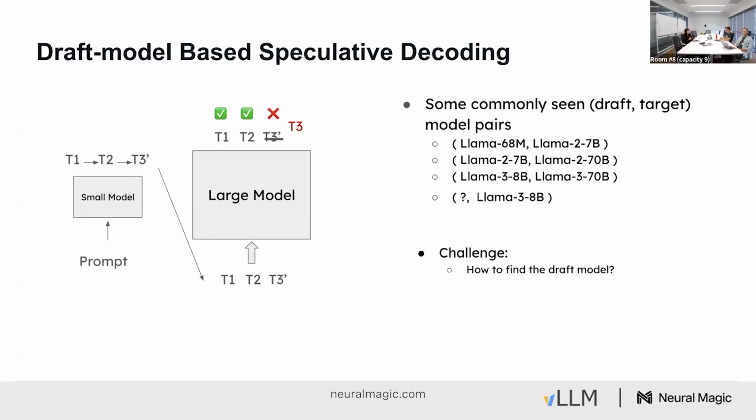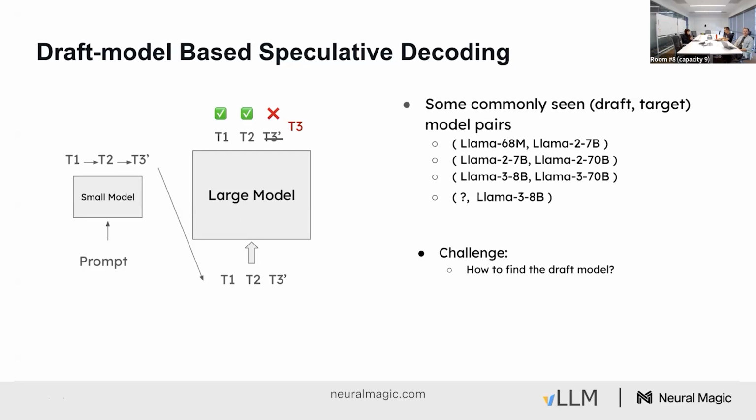So the first type of speculative decoding in vLLM is draft model-based speculative decoding, which is also the most commonly seen, like standard speculative decoding. The way we do it is we use a small model to guess the tokens, right? We say, oh, the next 3 tokens might be something, and we launch the large language model to verify it. There are some commonly seen draft-target model pairs. For example, we can use a Llama 68M model to speculate a Llama 7B model. We can use a 7B model to speculate a 70B model.